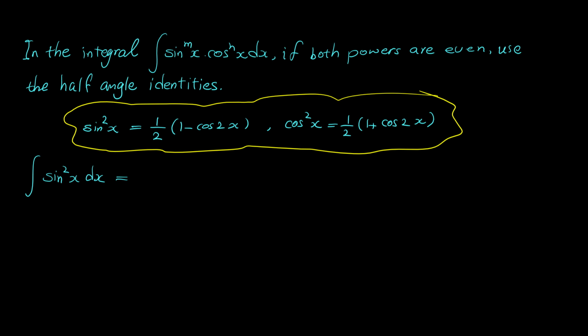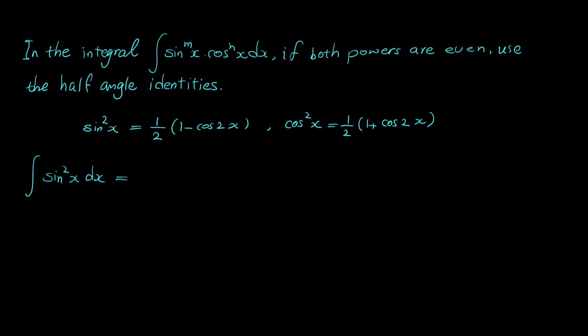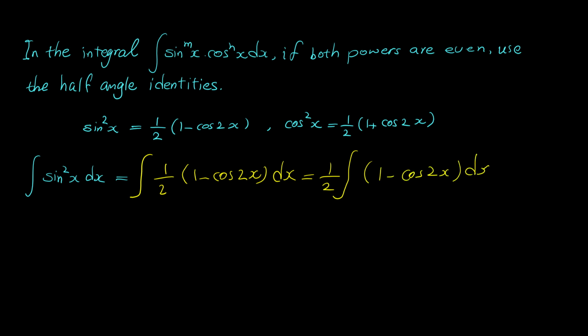So here, for finding integral of sine to the 2, we use this first identity, 1/2 times 1 minus cosine 2x. So this equals integral of 1/2 times 1 minus cosine 2x dx. It's better to keep the 1/2 outside. Then we have 1 minus cosine 2x dx. And this equals 1/2. Integral of 1 is x. Integral of cosine 2x is 1/2 sine 2x, and plus c.